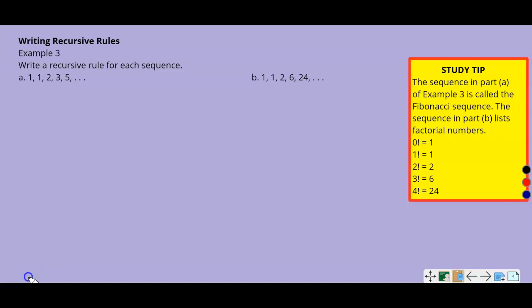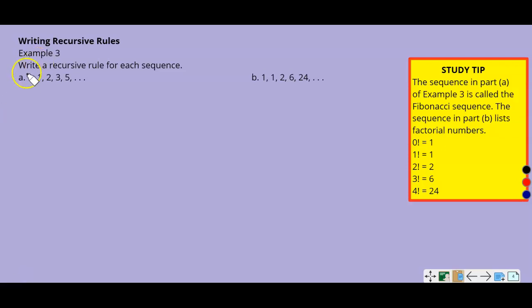Using recursive rules with sequences, part 2. So we're on example 3. We're writing recursive rules, and this one says write a recursive rule for each sequence. A part is 1, 1, 2, 3, 5.